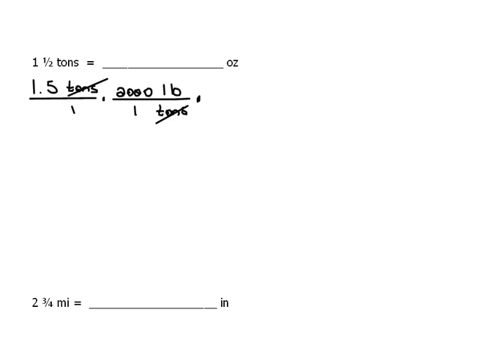But we don't want pounds. So I'm going to put it on bottom so it will cancel. And we're going to put ounces on top because there is a conversion between pounds and ounces. There are 16 ounces in 1 pound. And now our pounds will cancel top and bottom. And we have ounces left, which is exactly what we wanted. So now we can do the math. So 1.5 times 2,000 times 16 would give us 48,000 ounces.